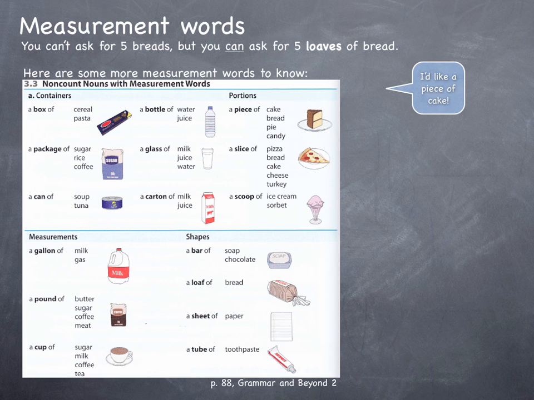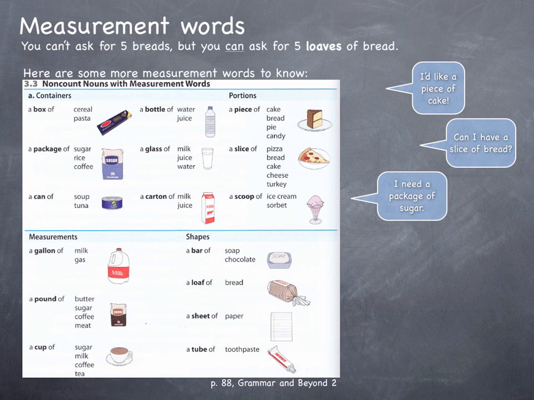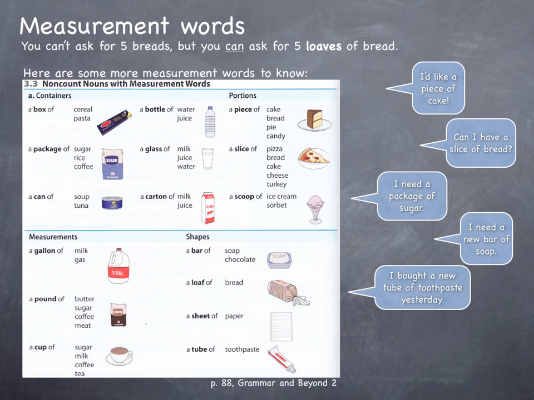So I'd like a piece of cake. Can I have a slice of bread? Notice I'm not saying can I have bread or can I have cake. I'd like a cake. Okay, never mind, that does work. I need a package of sugar. You can't say I need a sugar, right? I need a new bar of soap. Again, you can't say I need a soap. You have to have some sort of measurement word. I need a bar of soap. I bought a new tube of toothpaste yesterday. You have to have tube. You can't just say a new toothpaste. Or I drink too many cups of coffee every day.